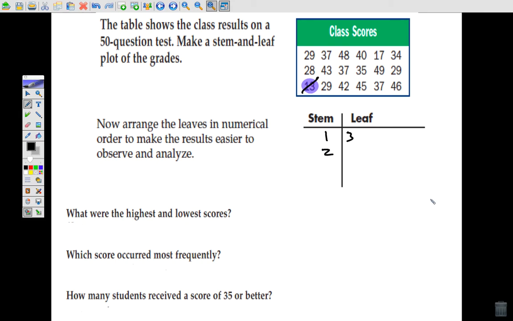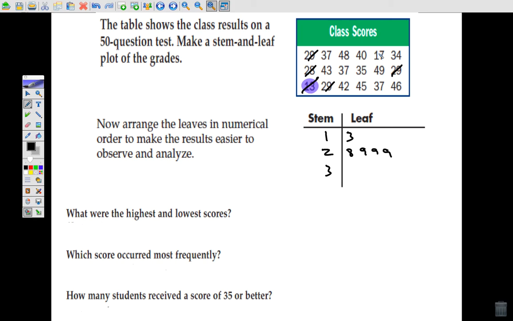jump to the 20s. Okay, and the smallest one in the 20s, I have an 8 and 2 9s. I have 3 9s. Okay, so I think I have a 28. I have at least 2 29s. And it looks like I have a third 29. Okay, I'm going to move up to my 30s. And my smallest 30, I have a 34.